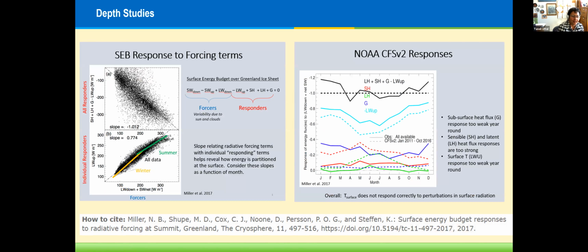For depth studies, again, here's an example of something that Nate Miller did with Matt Shupe and their research group. And they're talking again about the details of the surface energy budget response to forcing terms and how those are represented in models. One reason I put this particular example here is when I talked to my ecosystem and permafrost colleagues, one of the data sets that we have a lot of expertise with is details of the radiation, the longwave and shortwave radiation, and how that is affecting things like snow depth, snow melt rates, length of season, PAR, radiation that's available, et cetera.